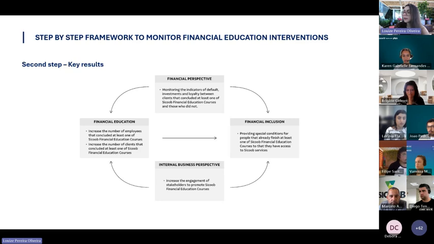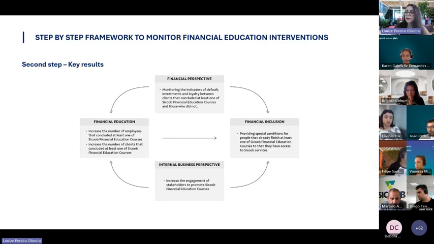In the internal business perspective, we have the goal to increase the engagement of stakeholders to promote Sicoob financial education courses. So in financial education, we have the goal to increase the number of employees that conclude at least one of Sicoob's financial education courses.